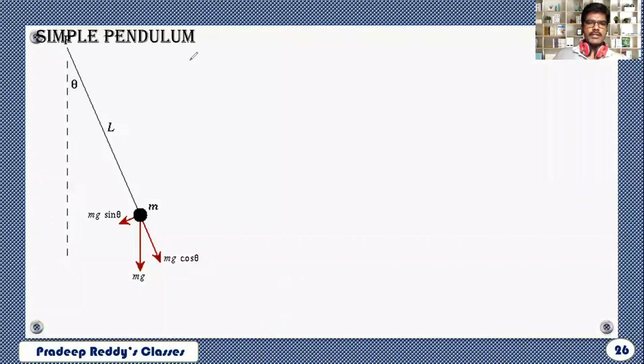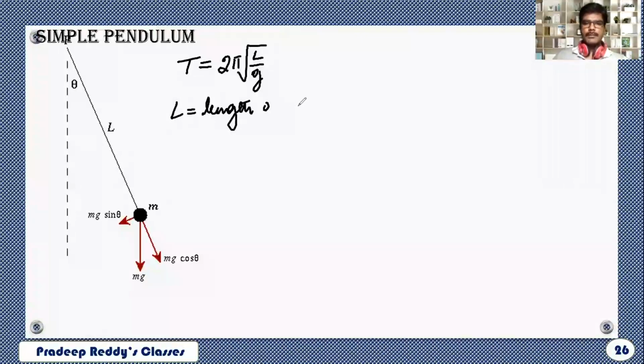So students, we have already derived the equation for time period of the simple pendulum. T is equal to 2 pi under root L by g, where L is the length of the pendulum and g is acceleration due to gravity.